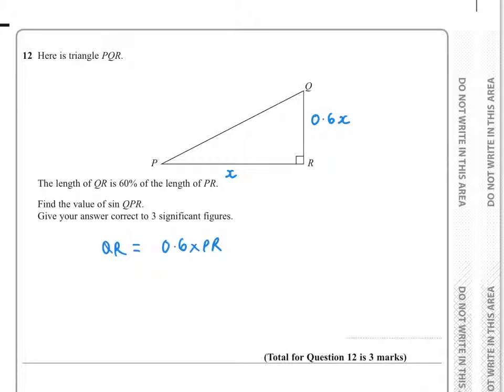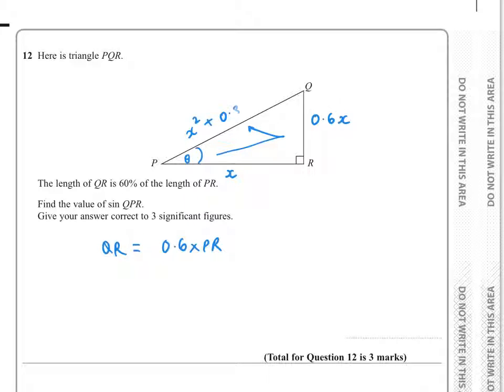Now we want the sine of QPR, so this is the angle here, theta, and sine is opposite over hypotenuse, isn't it? So we're going to have to find the hypotenuse here, which is fine, we can use Pythagoras. Now obviously you can use your calculator here, it's probably better. So we know that we're going to have x squared plus 0.6 squared, so that's going to be 0.36, isn't it?